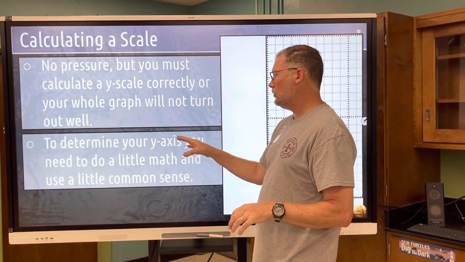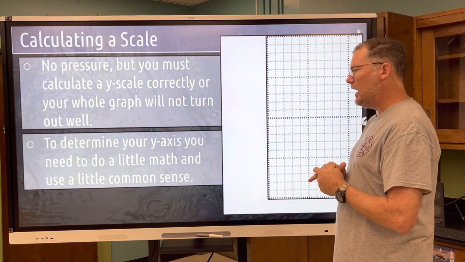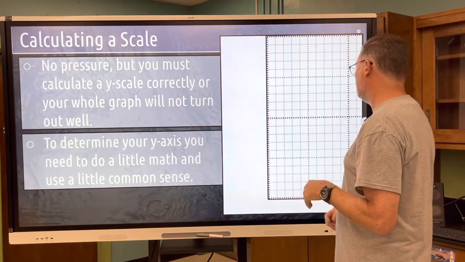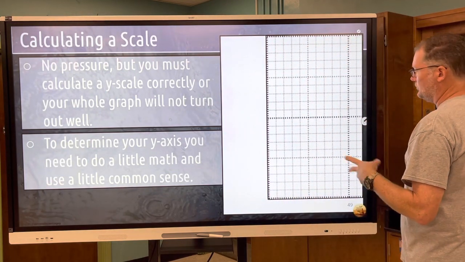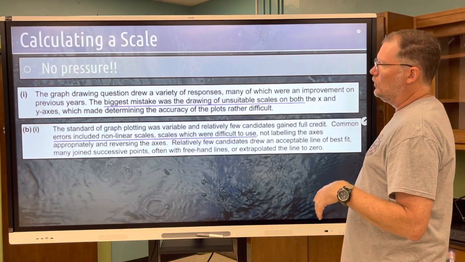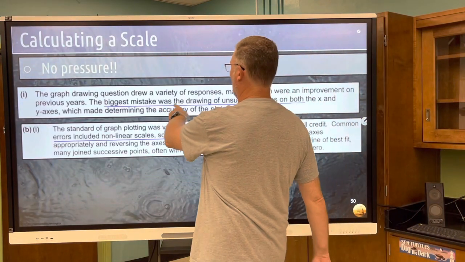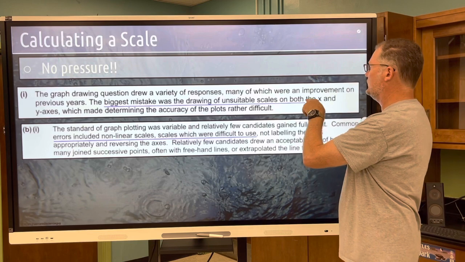So to determine your Y axis, you need to do a little math and use a little common sense. I don't typically use the term common sense, but all right, so the biggest mistake was the drawing of unsuitable scales.